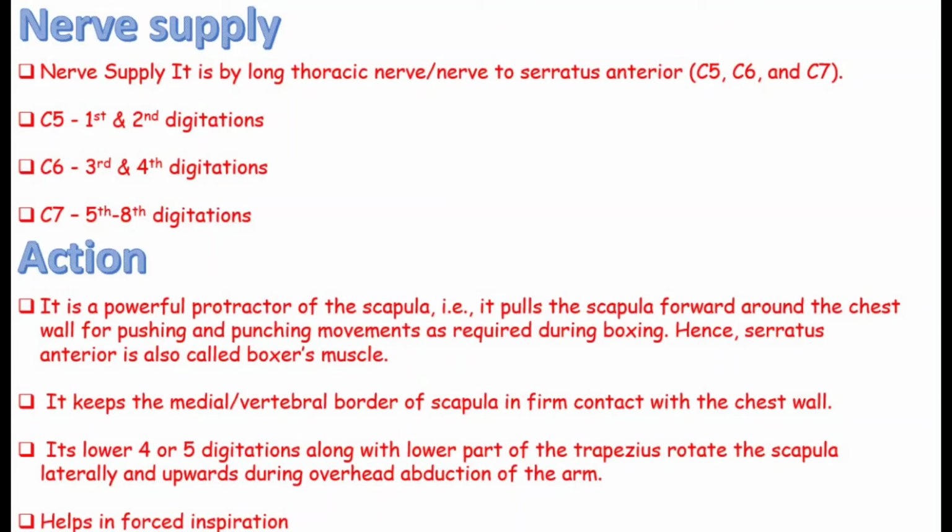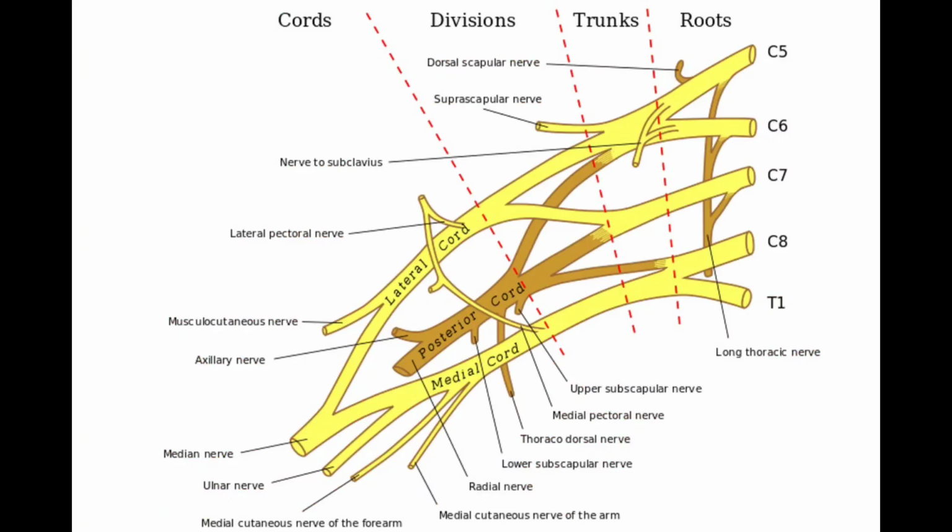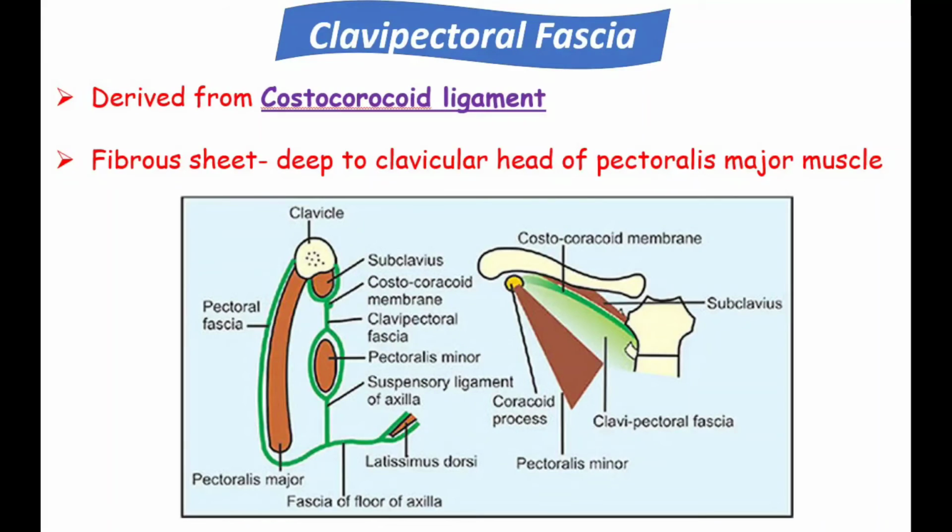It pulls the scapula forward around the chest wall for the pushing and punching movements required during boxing, hence it is known as boxer's muscle. It keeps the medial border of the scapula in contact with the chest wall. So this, with the help of the trapezius, helps in the abduction of the arm. It also helps in forced inspiration. Here you can see the long thoracic nerve or nerve to serratus anterior arising from the roots of C5, C6 and C7. So now let's move on to the clavipectoral fascia.